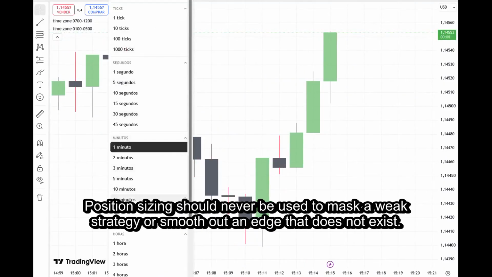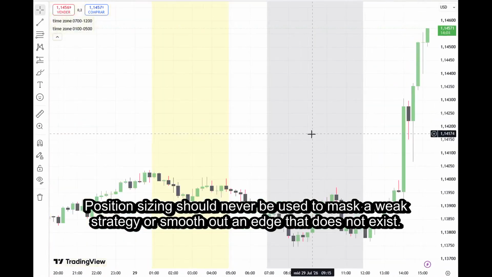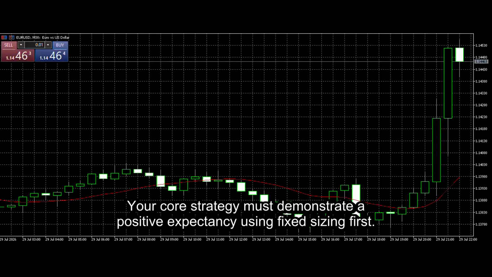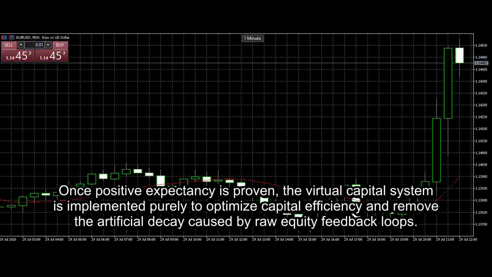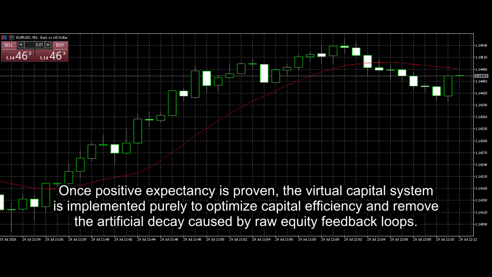Position sizing should never be used to mask a weak strategy or smooth out an edge that does not exist. Your core strategy must demonstrate a positive expectancy using fixed sizing first. Once positive expectancy is proven, the virtual capital system is implemented purely to optimize capital efficiency and remove the artificial decay caused by raw equity feedback loops.